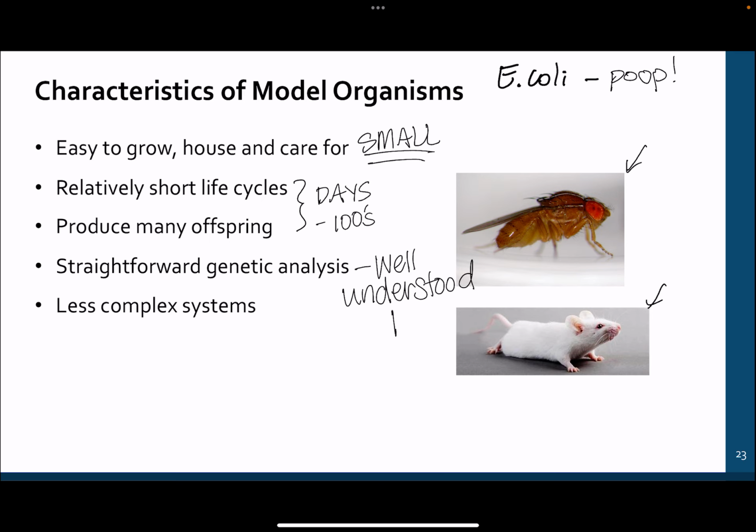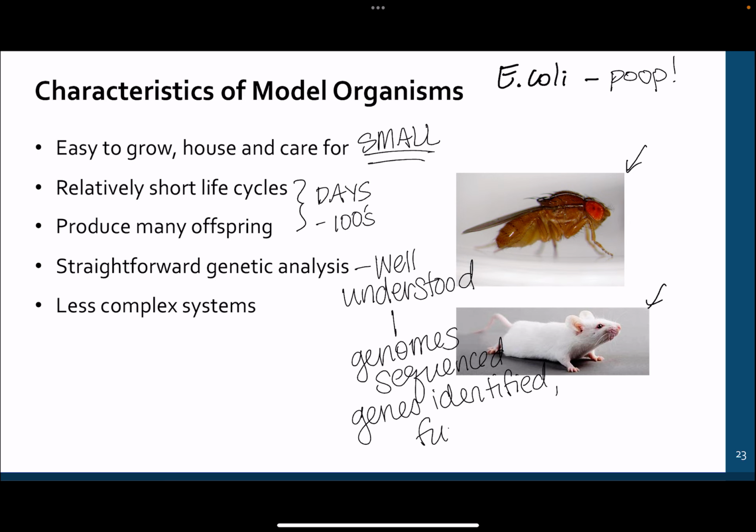This might mean that the genomes have been sequenced, that many genes have been identified, their functions determined, and maybe they've been mapped within the genome. And so really we mean that they have been extensively genetically studied. We have a lot of information about them.